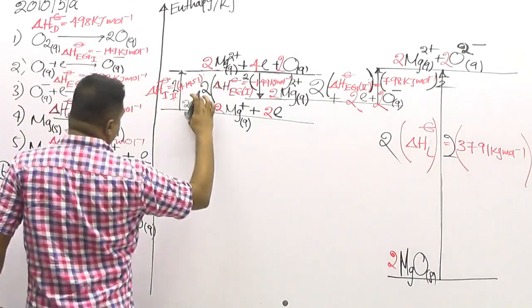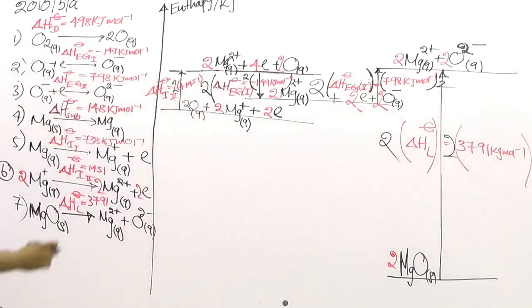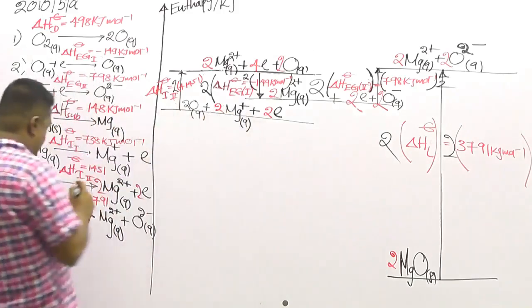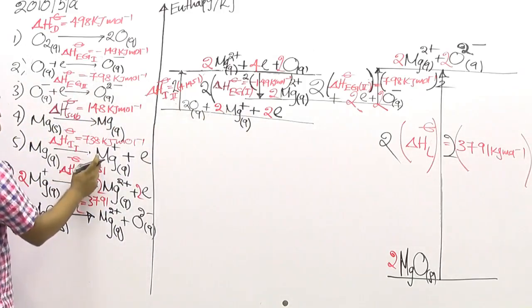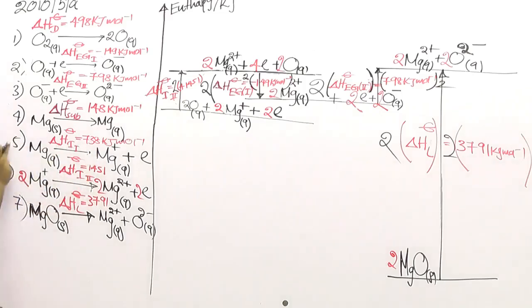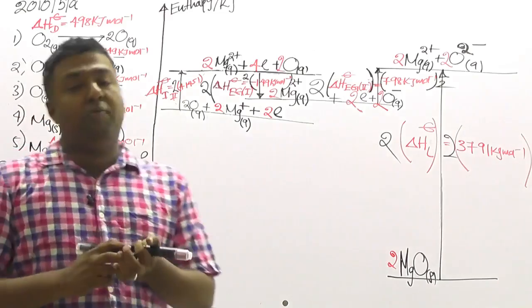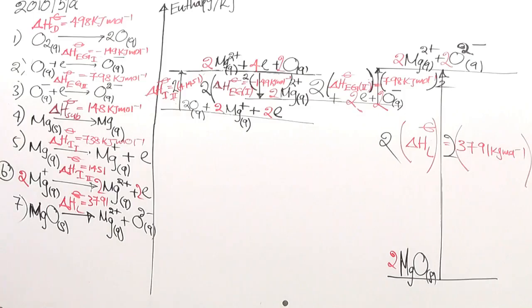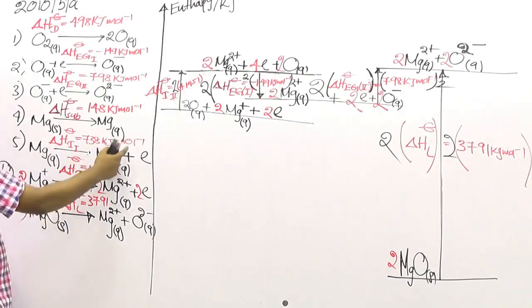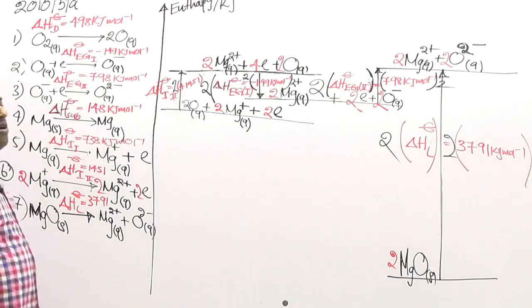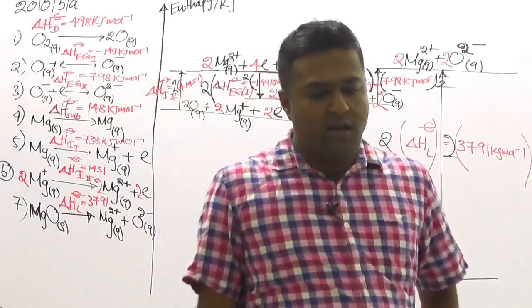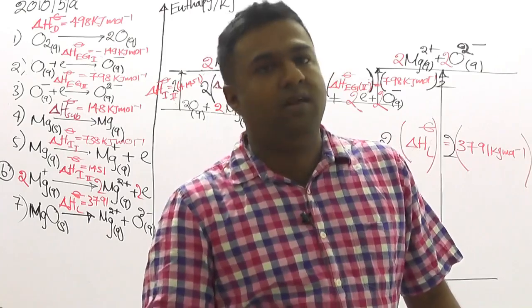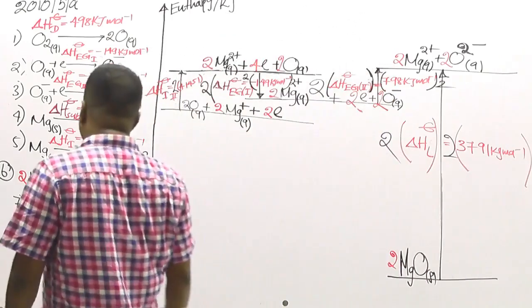Two O gases, and Mg pluses are produced according to the fifth balanced chemical equation. What is it? The fifth balanced chemical equation.